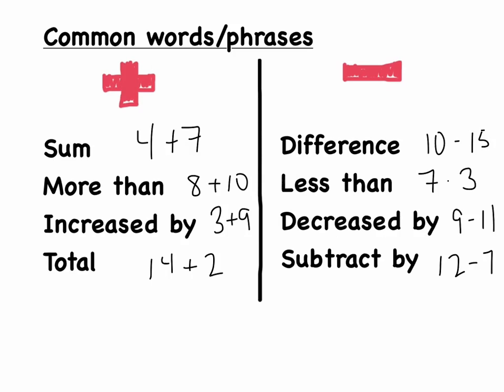Be careful with the word phrases for subtraction, because if you notice, in some of them, like when I said subtract 7 from 12, the 12 comes first in the expression. So with this, you're wanting to take away 7 from the 12. You're not wanting to take 12 away from the 7.